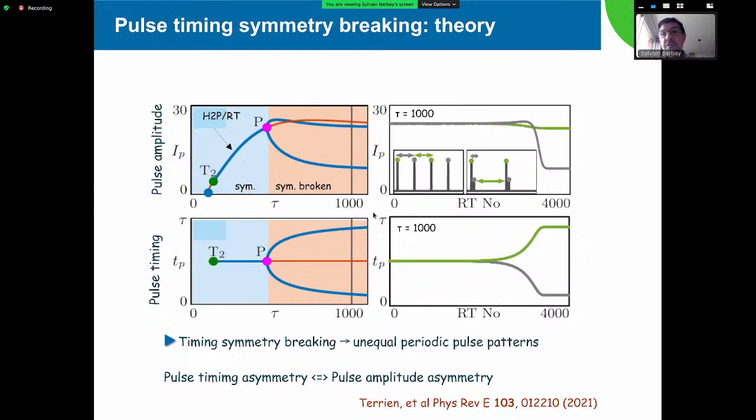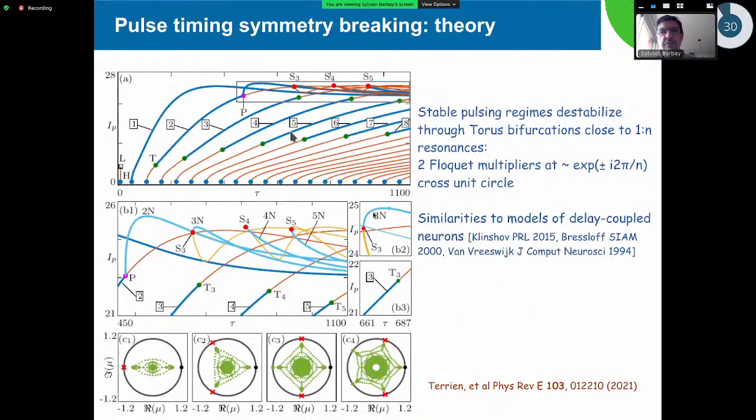So the full theoretical analysis is rather complex. Here it has been done by our collaborators. We have the full bifurcation diagram. I'm not going to go into that, but just to tell you that we have analyzed the physical origin of these symmetry broken states, and they lie in the appearance of strong resonances in the system.